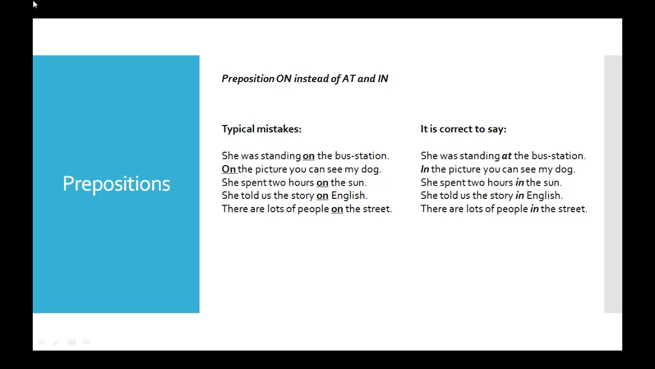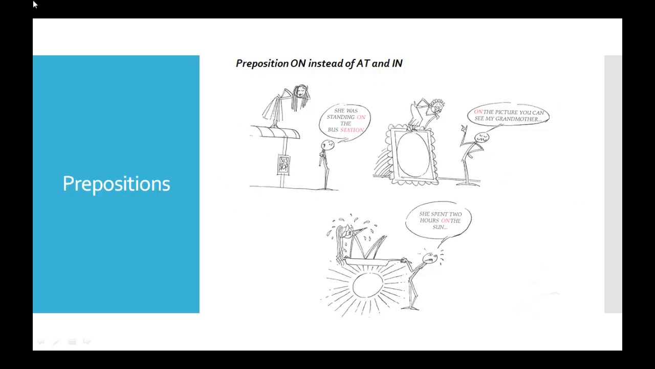Instead of there are lots of people on the street, it would be correct to say there are lots of people in the street. Don't say she was standing on the bus station. Instead, it is correct to say she was standing at the bus station. Don't say on the picture, but instead you should say in the picture. Don't say she spent 2 hours on the sun, but instead say in the sun.